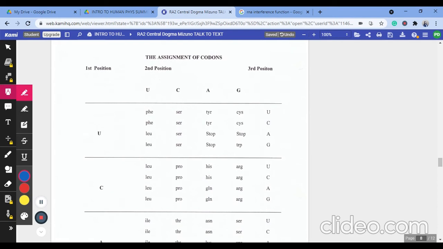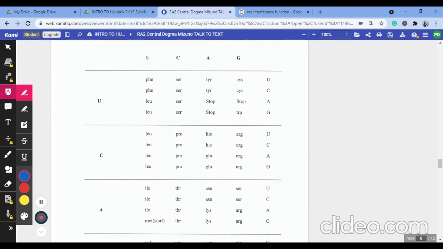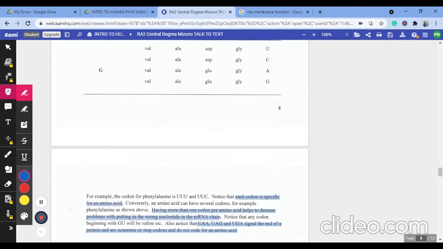Okay, so the assignment of codons, first position, U. In the second position, U will consist of PHE and LEU. And then C, it's SER. A is TYR and stop. And G is CYS, stop, and TRP. And in the third position, it's UCAG. In C, U is LEU, C is PRO, A is HIS or GLN, and G is ARG, and the third position is UCAG. Probably that's the position for all of them.